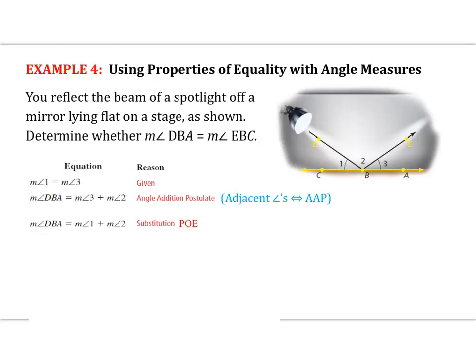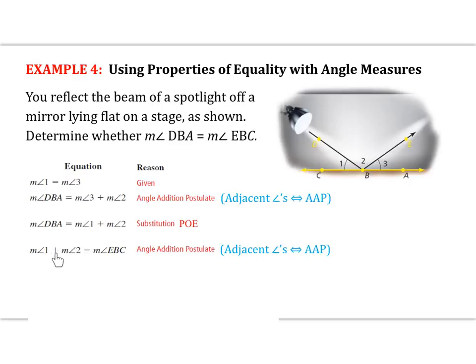So here we can use the substitution property of equality because earlier in the proof we said that measure of angle 1 equals the measure of angle 3. Well, in our second statement, we put measure of angle 3 plus measure of angle 2. So that means if measure of angle 3 equals measure of angle 1, then I can substitute measure of angle 1 for measure of angle 3 in my next statement. And now I have measure of angle 1 plus measure of angle 2 equals that same angle, measure of angle DBA. And I use the substitution property of equality.